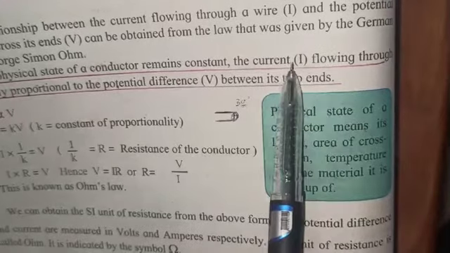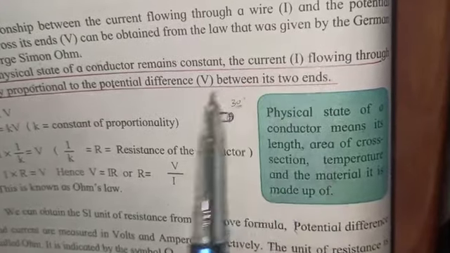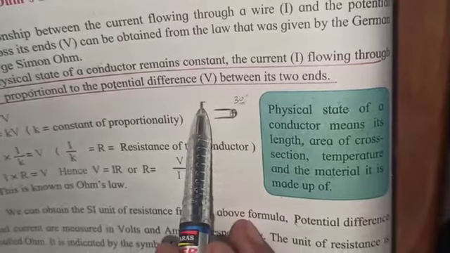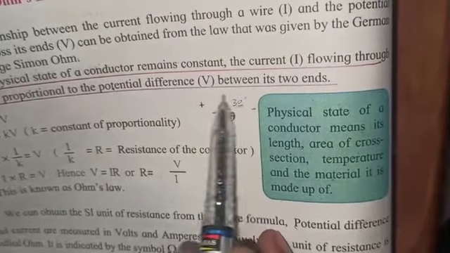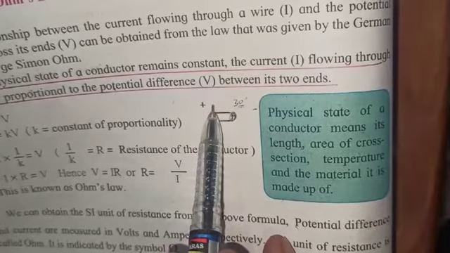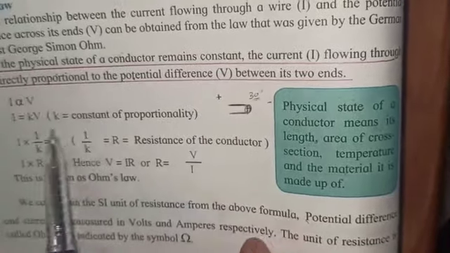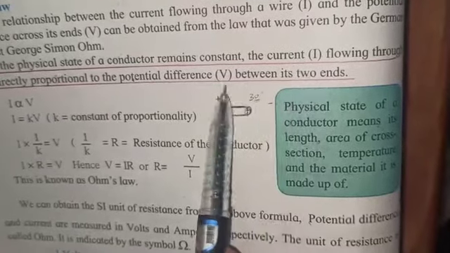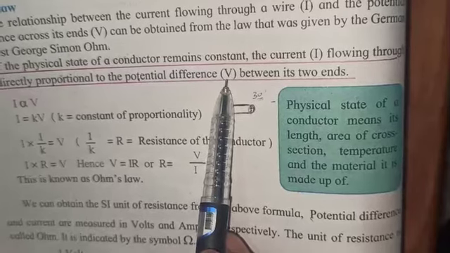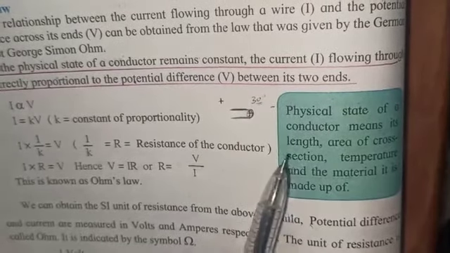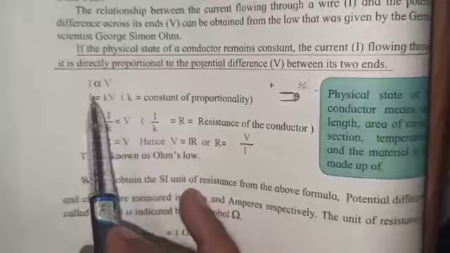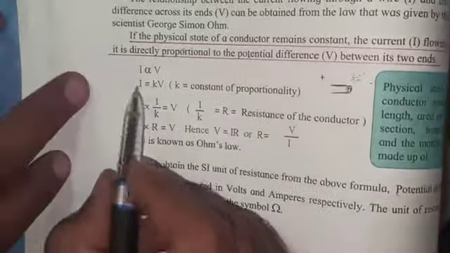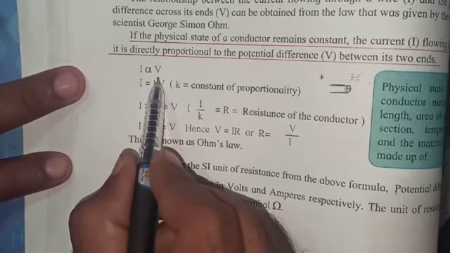between the two ends. What is meant by current? Flow of electrons. And what is meant by potential difference? Difference between 2 points, positive and negative. The difference between these 2 points, that is potential difference. So if the physical state of the conductor remains constant, the current I is directly proportional to V, that is potential difference. Okay, so what is Ohm's law? I is directly proportional to V. So this current is directly proportional to potential difference.